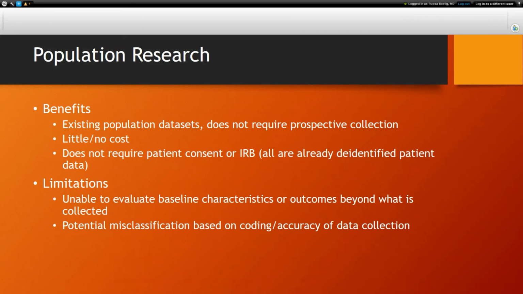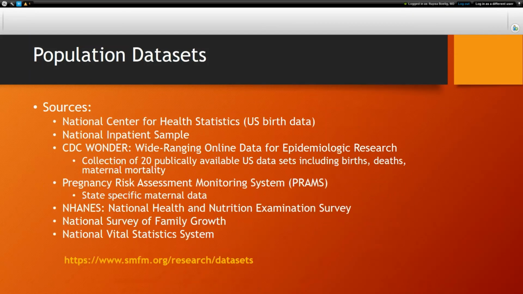Or viability might have been defined differently. And then accuracy of data collection is not something you have control over, but it would be a limitation in that study type. There are a lot of sources available for population data sets, and I just put a few here so you get the breadth of what you can look at.